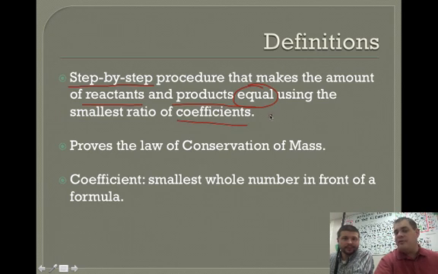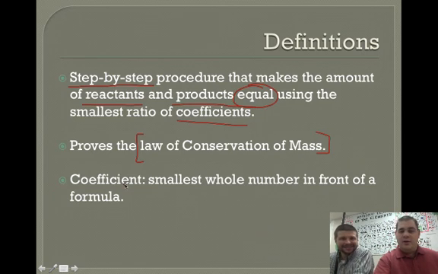We want equal numbers of each element on each side. And so, again, I think I said it in an earlier podcast, we are doing this to satisfy the law of conservation of mass, which says I can't create or destroy mass out of nothing. Or into nothing. Yeah, into nothing, yeah.